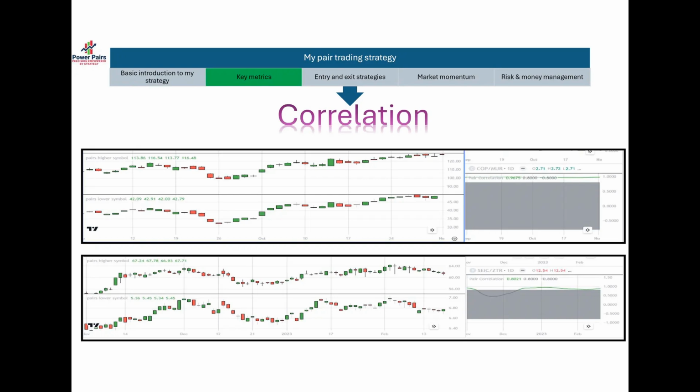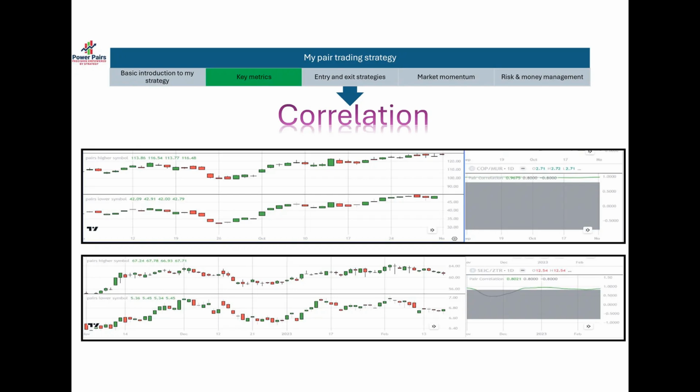Personally, I prefer positive correlation, and both examples on this slide show pairs with strong positive correlation. I do trade negative correlation as well, but my statistics are better with positive pairs. Of course, other traders may prefer negative correlation, and that's perfectly fine. It depends on the strategy and the trader. As you can see on the right side, my indicator includes a large gray area between 0.85 and -0.85. When the correlation is inside this range, I generally avoid trading the pair. In my opinion, the connection between the symbols is too weak.